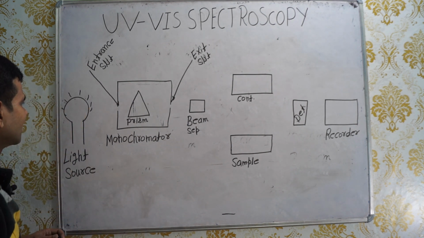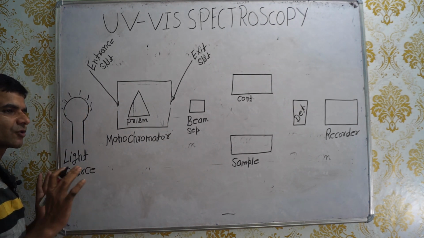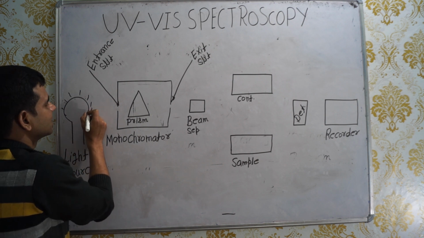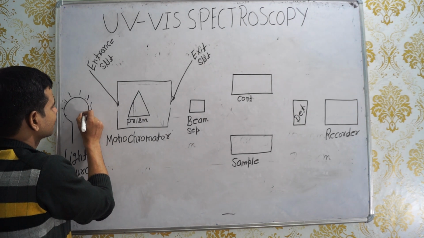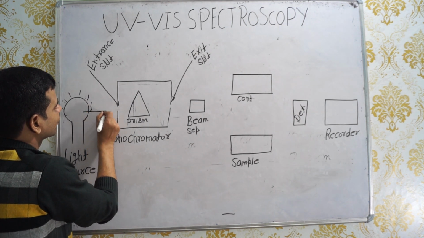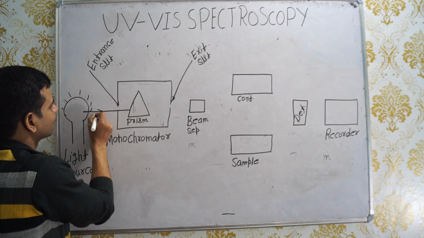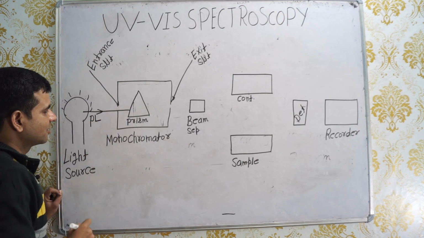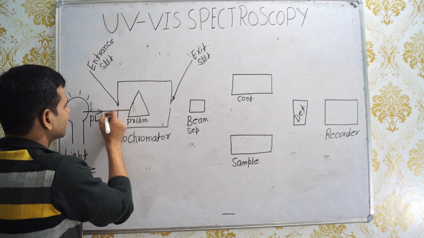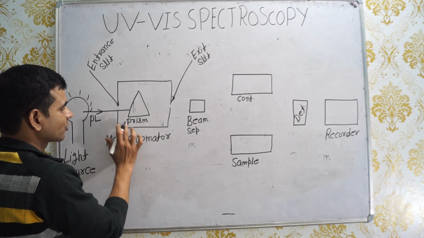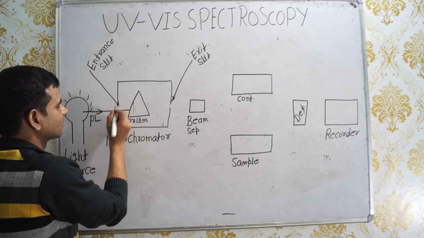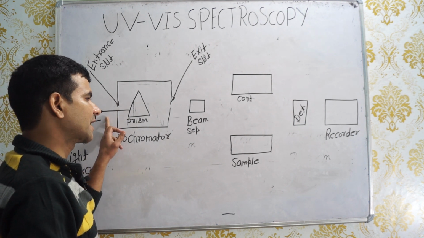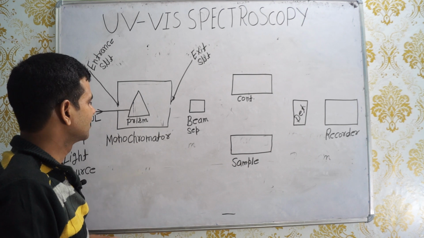This is the light source, and the light source will emit polychromatic light. PL means polychromatic light. Polychromatic light is emitting from the light source and going to the monochromator through the entrance slit. And inside the monochromator this polychromatic light will interact with the prism.